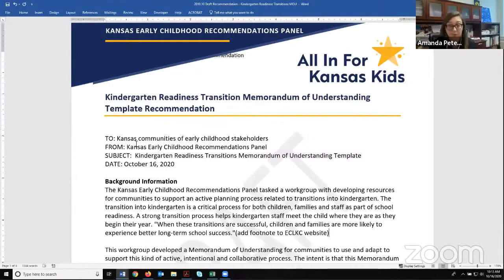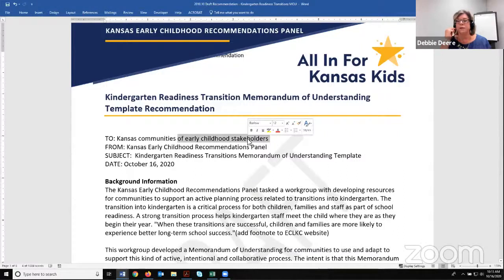I wonder. Go ahead. This is Debbie. I wonder, instead of putting it in the to section, if we could just incorporate it somehow down in the background information, do more like what Peggy's saying as to who it's to, and then reference down here, kindergarten is a critical process for children, families, and staff. And we somehow incorporate in there, we are all considered early childhood stakeholders, just to kind of make communities embrace this whole concept.